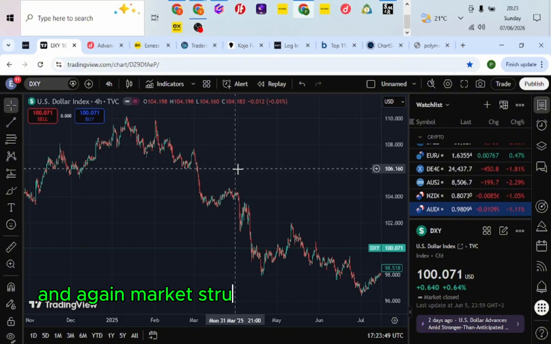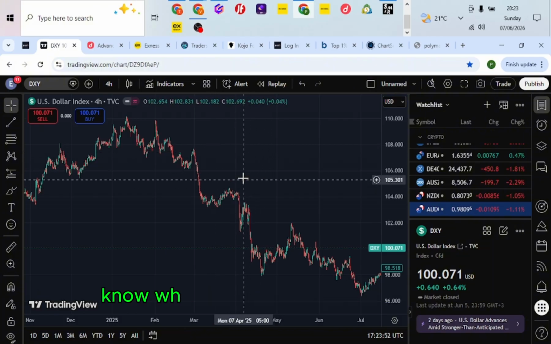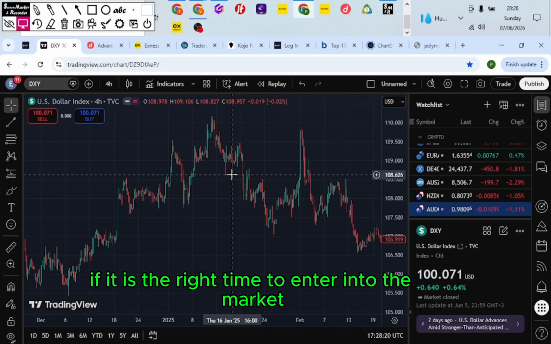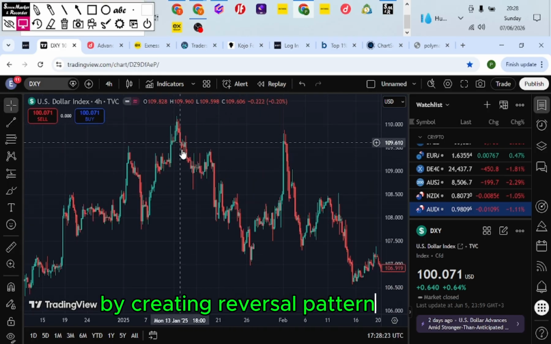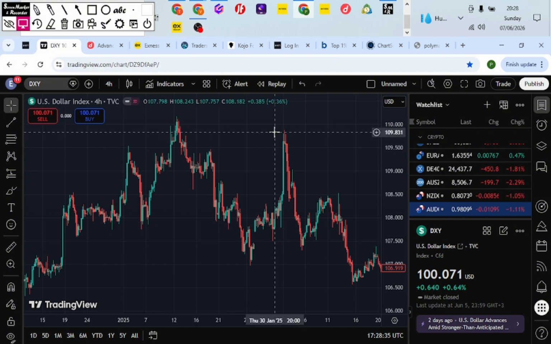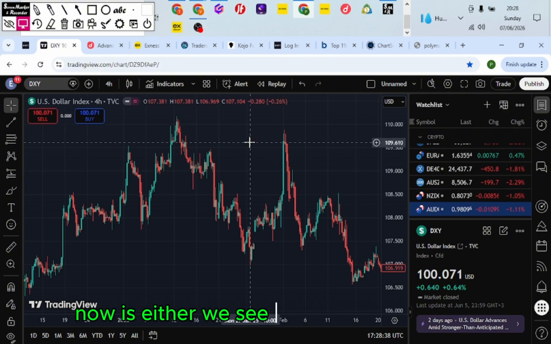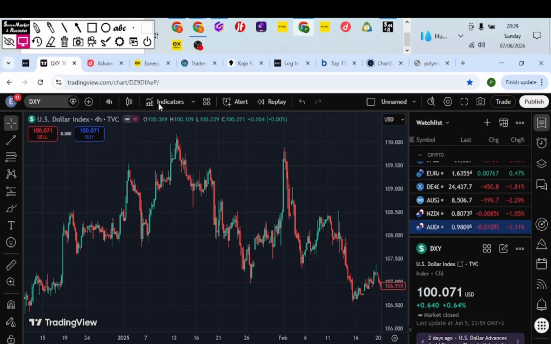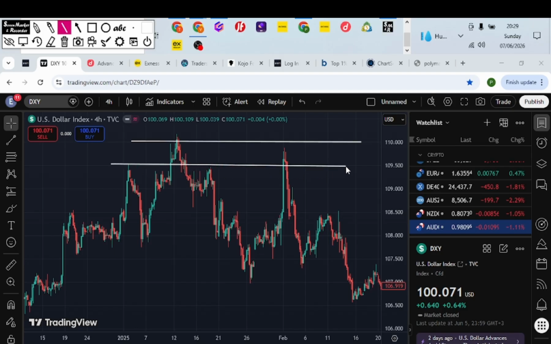And again, market structure enables us to know when to enter into the market. It enables us to know if it is the right time to enter into the market by creating the reversal pattern. How do I know that a trade is about to reverse? Either we see multiple swing highs or lows form at a similar price. This particular trade is already forming at this same price. This is where there were a lot of touches. So this is how the banks take their trade.